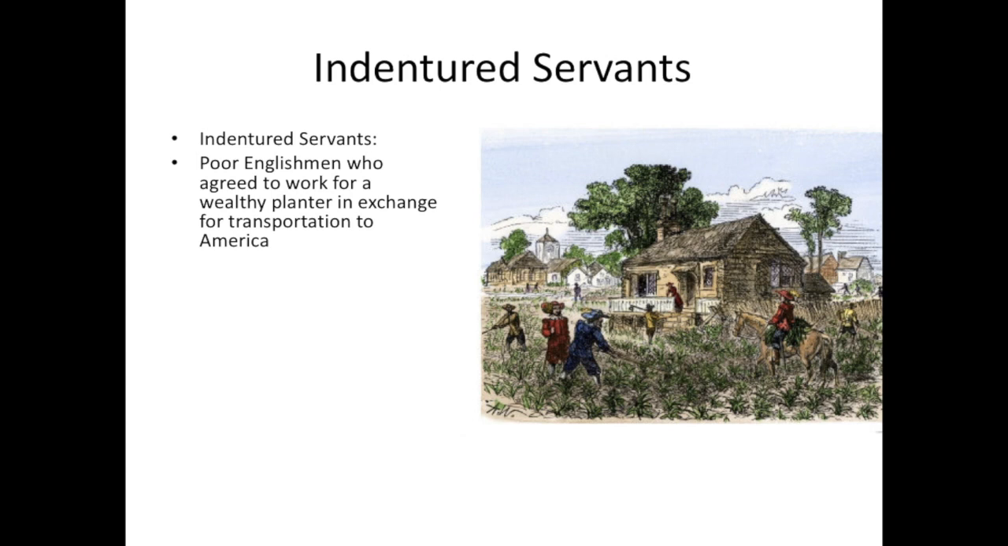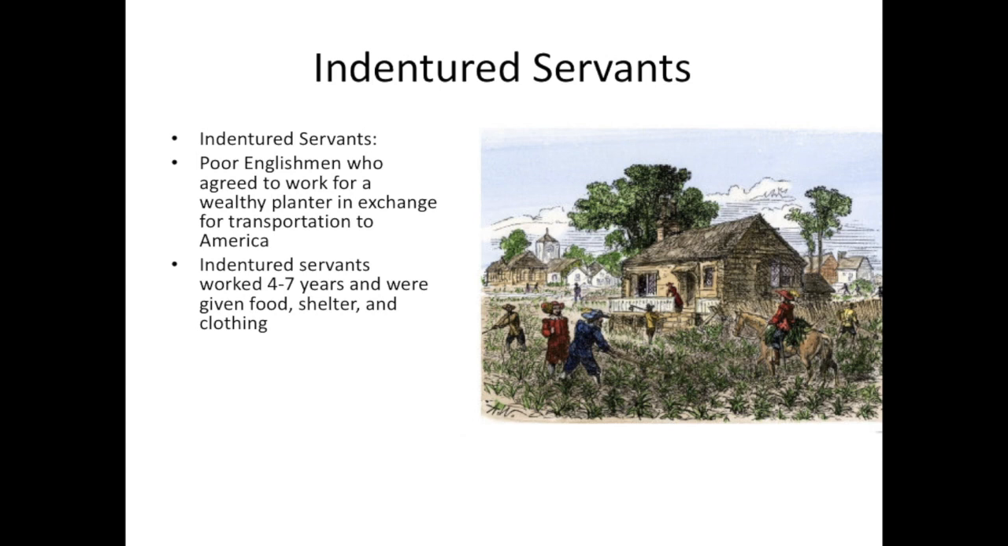So what they would do is they would make an arrangement. They would sign a contract with one of the members of the wealthy planter class in which they would get free transportation to the New World, but then they would owe these wealthy planters, and they owed them quite a bit. They owed them basically 4 to 7 years of work. Now, they were given food, shelter, and clothing, but they weren't exactly treated very well. A lot of these indentured servants were, by today's work standards, abused by their bosses.